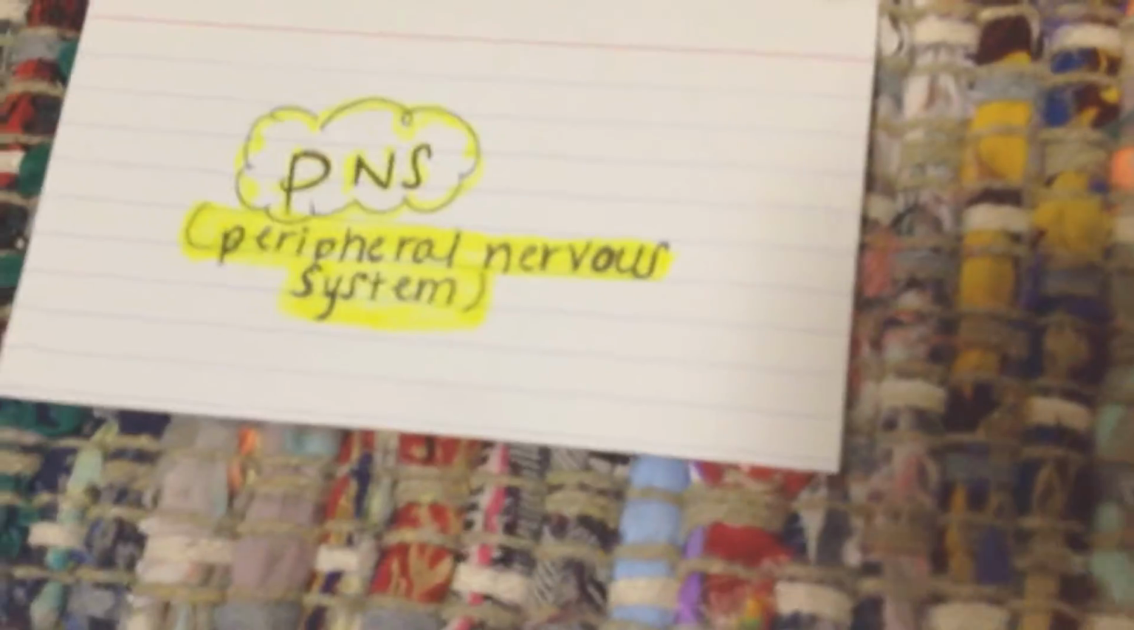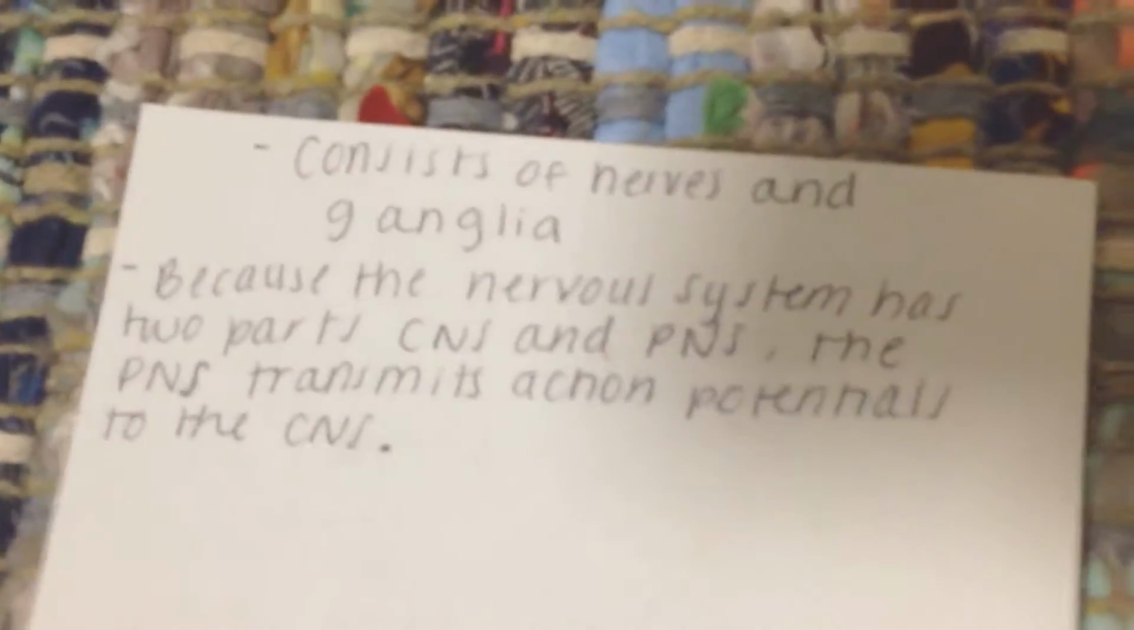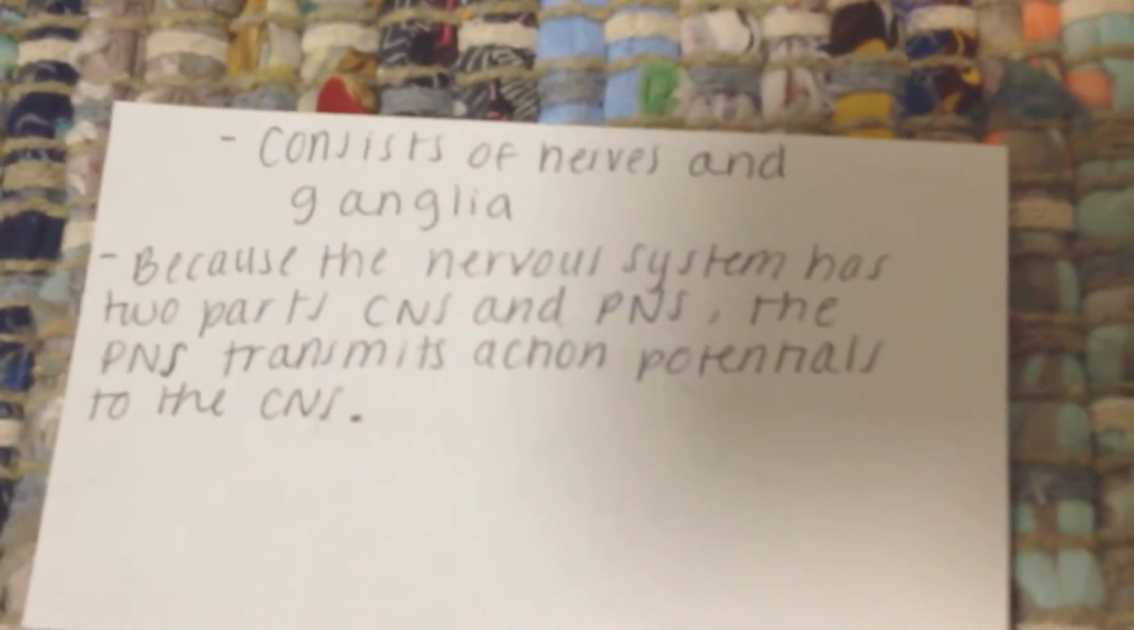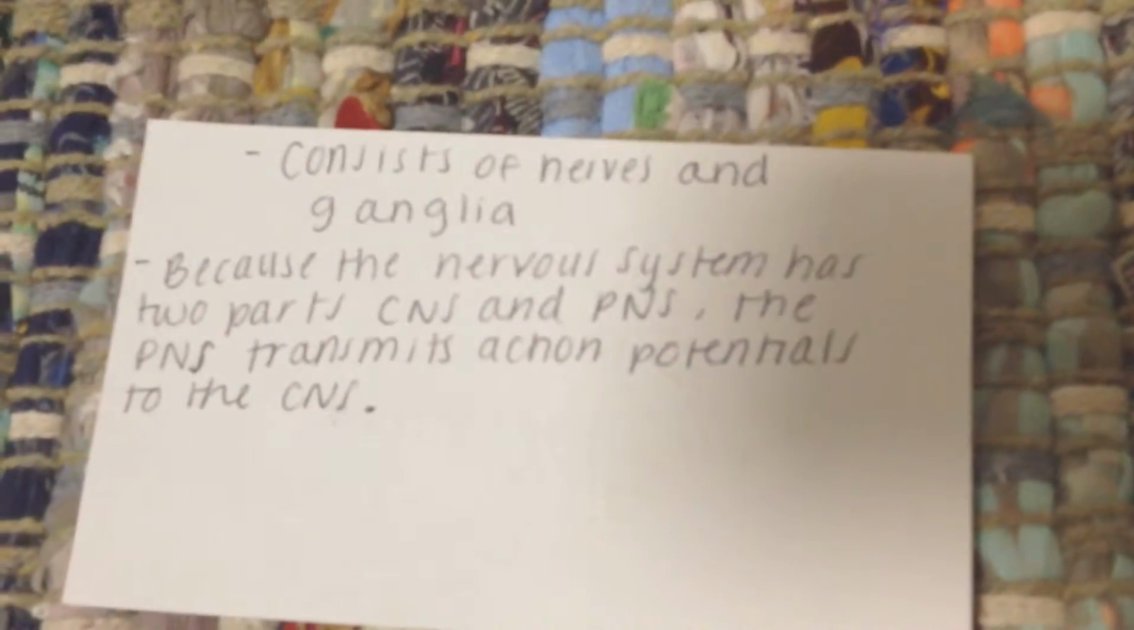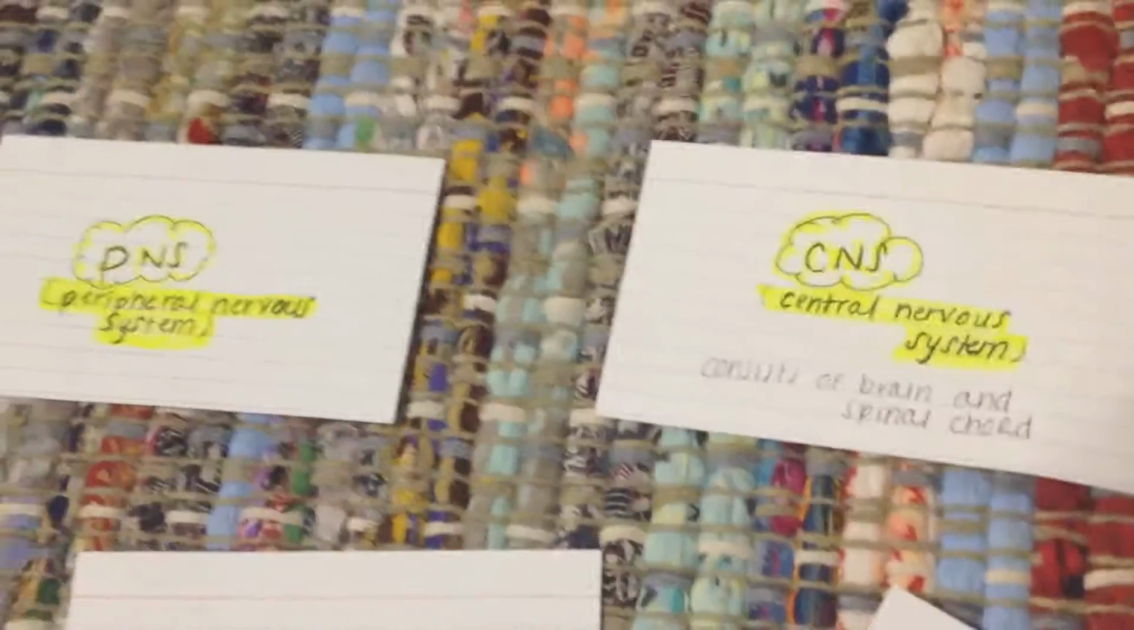The PNS, or peripheral nervous system, consists of nerves and ganglia. Because the nervous system has two parts, the CNS and PNS, the PNS transmits action potentials to the CNS. So they are both important for an action potential.